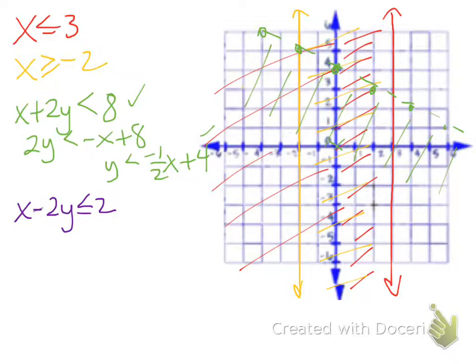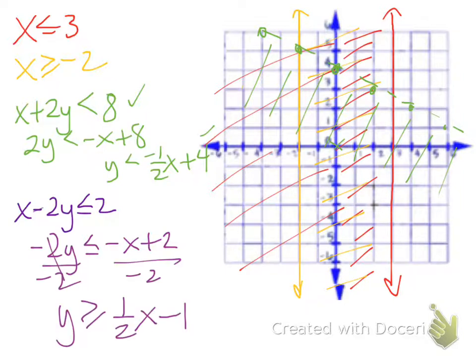And now go ahead and solve the last equation for y. Subtracting the x over, and now we need to divide by -2. Make sure you flip the inequality when you divide by that negative. And so now we get y is greater than or equal to 1/2 x minus 1. So our y-intercept of 1, and now we're going to go up 1 over 2, again until we get to the edge of the graph. That's going to be a solid line as well.